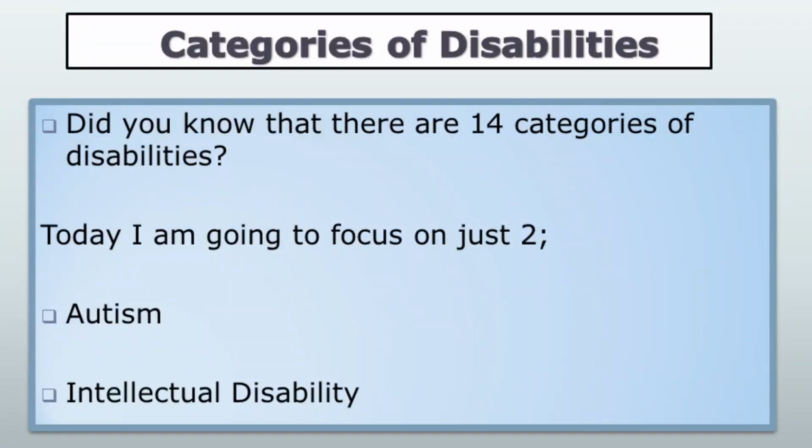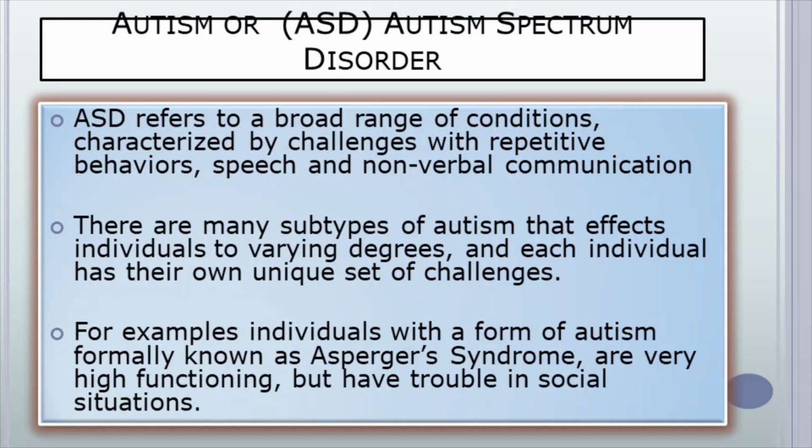So let's look a little bit into characteristics of disabilities. What kind of disabilities are we going to see at Night to Shine? Did you know that there are 14 categories of disabilities? Well, today I'm going to just focus on two, which are the types that we might see at Night to Shine: autism and intellectual disability. Autism is now referred to as ASD, Autism Spectrum Disorder, because it is a broad spectrum that ranges from individuals who have very mild impairment to severe impairment. Some individuals may be nonverbal, and some may be very high functioning.